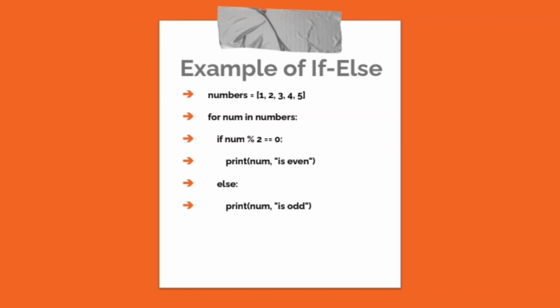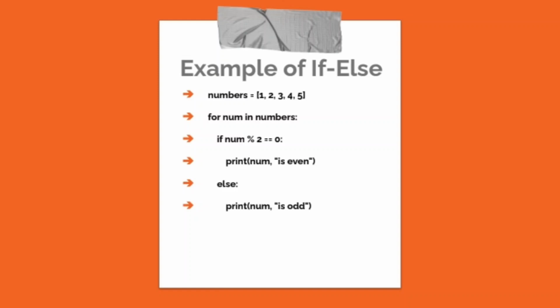So in this example, we have a list of numbers from 1 to 5. The for loop goes through each number one by one. Inside the loop, the if statement checks if the number is divisible by 2. If yes, it prints that the number is even, otherwise it prints that it's odd.